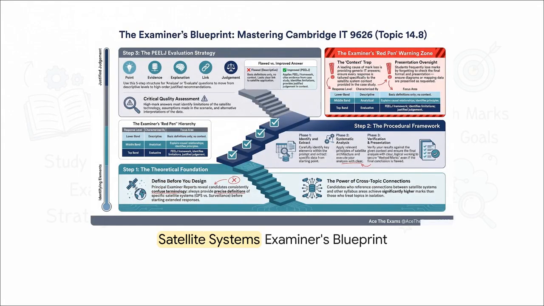Now look at this satellite systems breakdown. The examiner's red pen warning zone is actively hunting for students who provide basic definitions without any case study context. Candidates constantly confuse terminology here, like mixing up GPS with surveillance systems. Remember, a lower band answer is purely descriptive. A top band answer is evaluative. It identifies the limitations of the satellite technology specifically within the given scenario, and then provides a justified judgment.